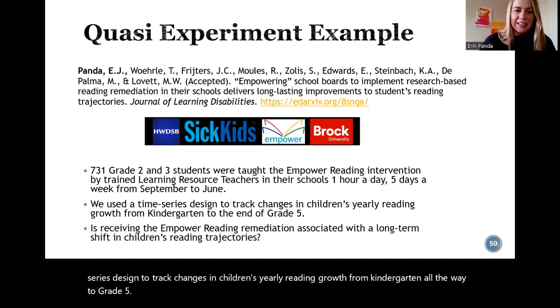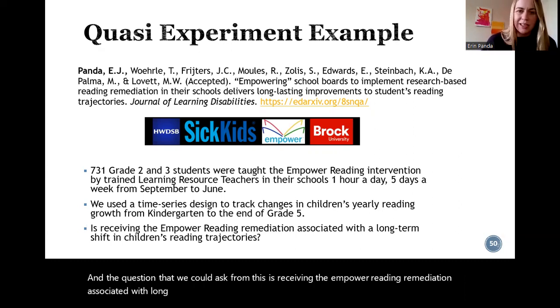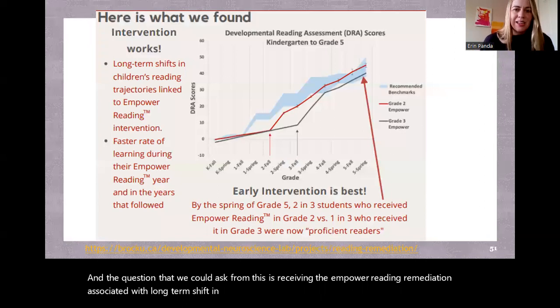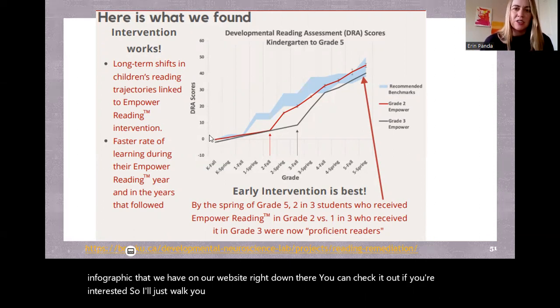And the question that we could ask from this is, is receiving the Empower Reading remediation associated with a long-term shift in children's reading trajectories? So here's an image from an infographic that we have on our website, right down there. You can check it out if you're interested. So I'll just walk you through what we found.